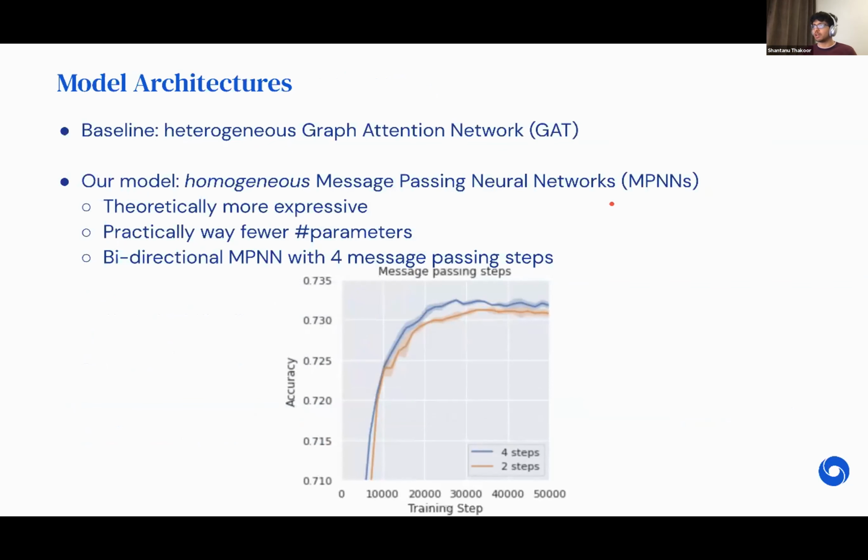In terms of model architectures, rather than using the heterogeneous GAT models, we use homogeneous MPNNs. And this is nice because they're theoretically more expressive, but also because they're homogeneous, they practically had much fewer parameters, making scaling easier. And in the end, we used a bidirectional MPNN with 4 message passing steps. And we saw diminishing returns by increasing the message passing steps. So we kept it as 4.